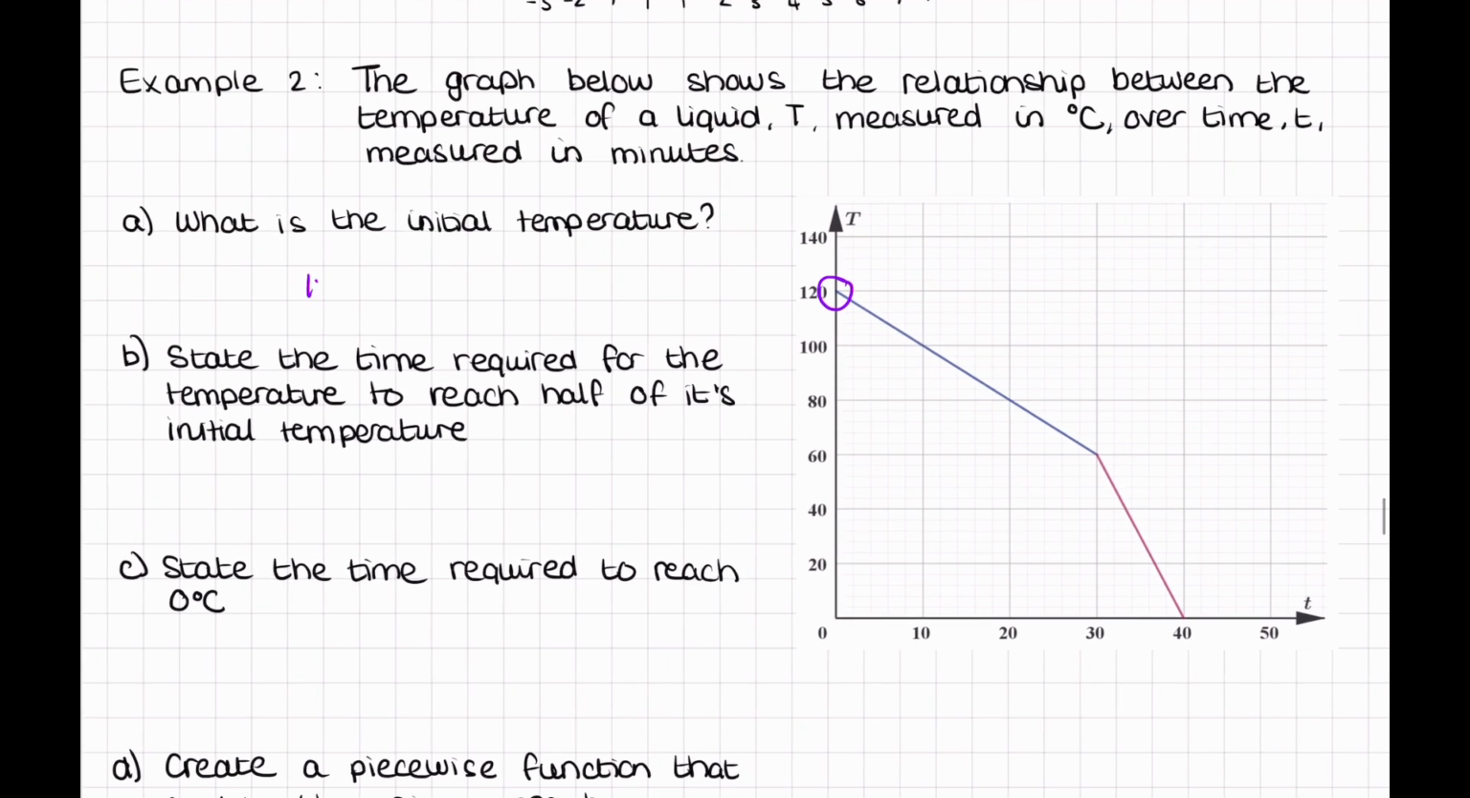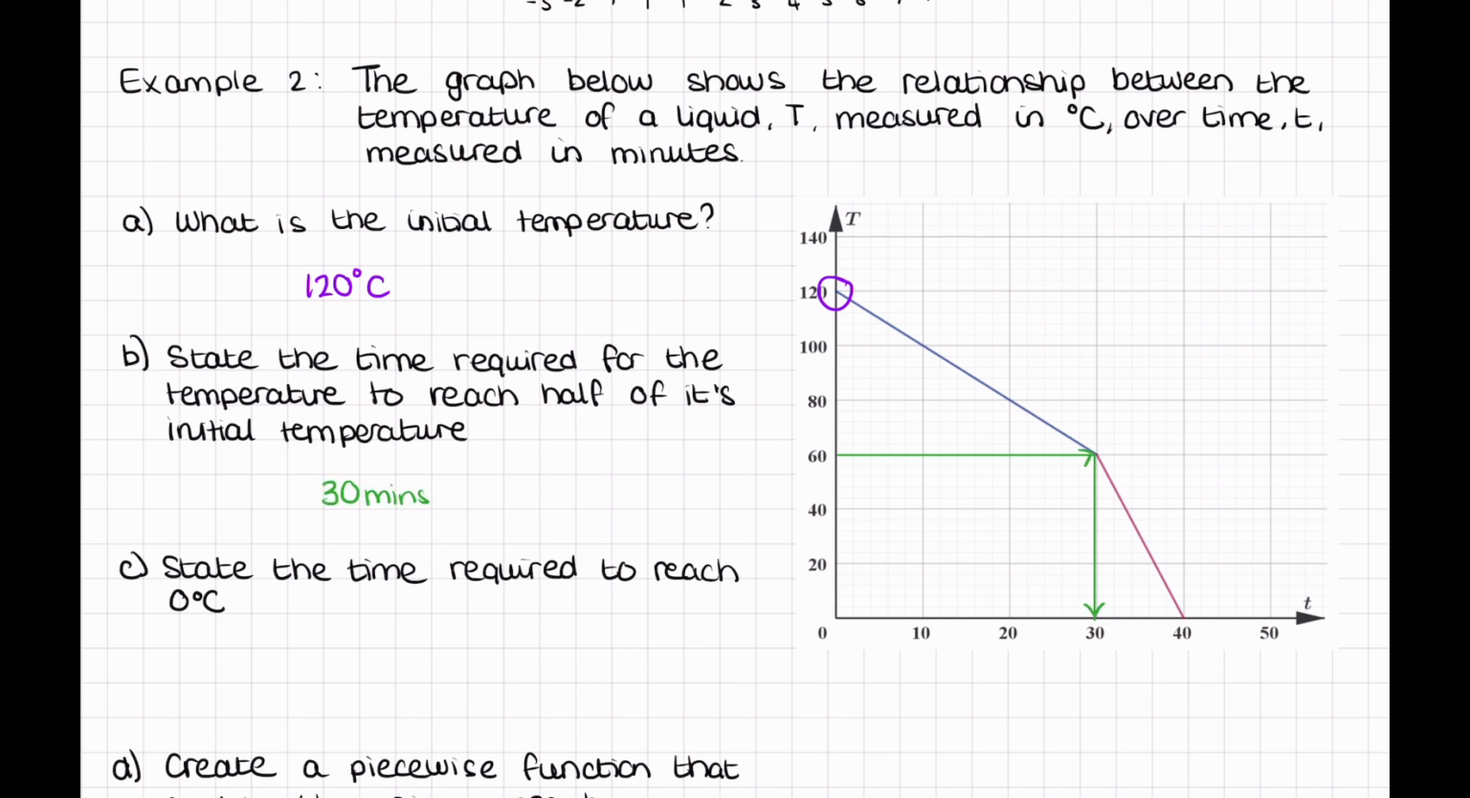So the initial temperature is 120 degrees Celsius. Part B, state the time required for the temperature to reach half of its initial temperature. So the initial temperature is 120, so we're wanting to look for when it gets to 60. We can just read that off the graph: temperature across to 60, read that down to the time, and we see that is 30 minutes.